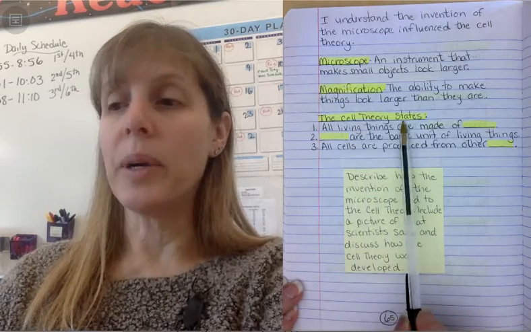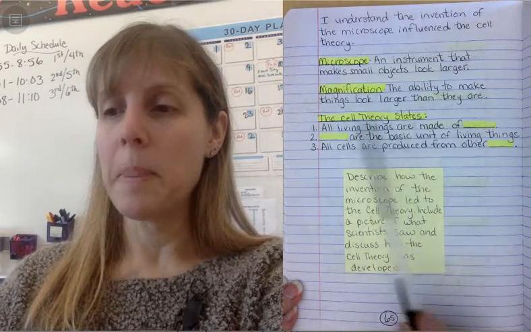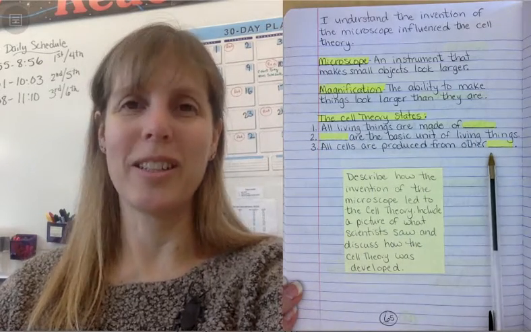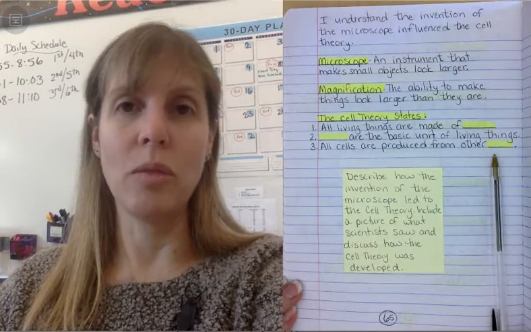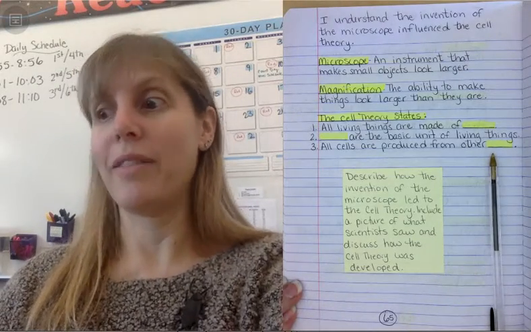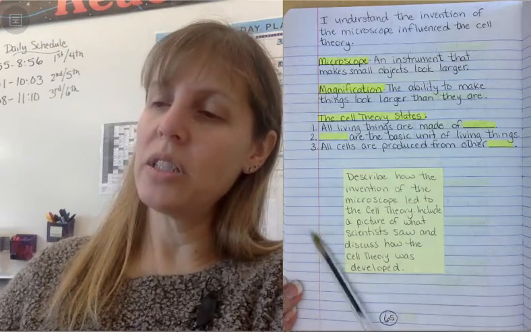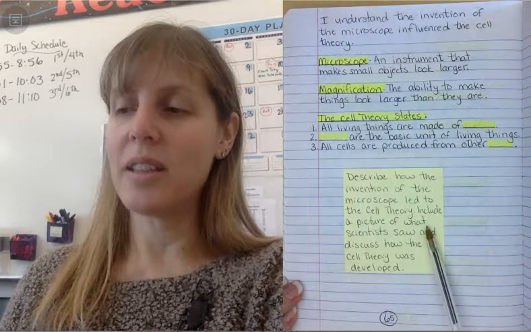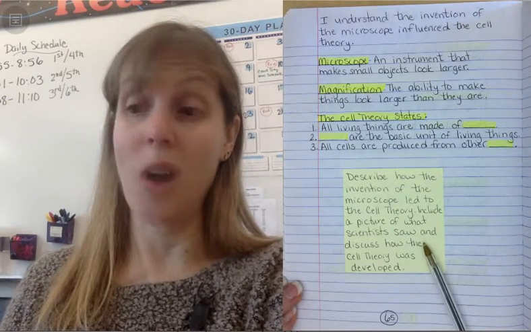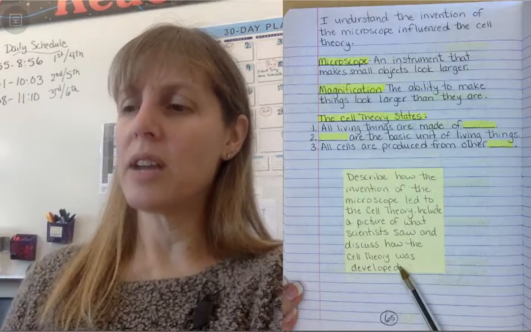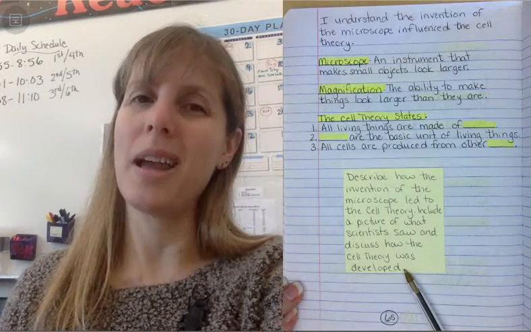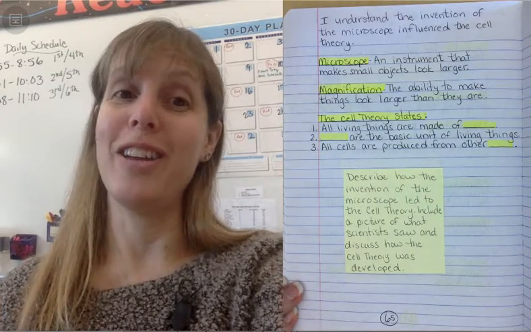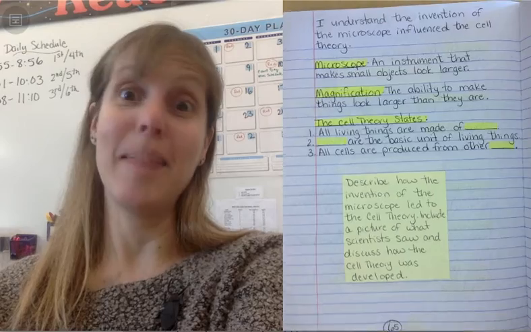The cell theory really states that all living things are made of cells, that cells are the basic unit of living things, and all cells are produced from other cells. You can't just generate new cells and new life from nothing or from a piece of paper. So on page 65, you are going to watch a little video and describe how the invention of the microscope led to the cell theory. You're going to include a picture of what scientists saw, so what does a cell look like, and discuss how the cell theory was developed. This will probably take 3 to 5 sentences. Don't short yourself an explanation and enjoy the fun video watching of how the cell theory came to be.